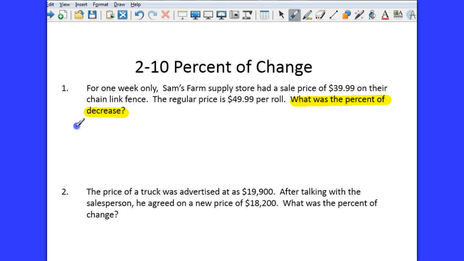So if we follow our steps from the previous slide, we have to figure out how much did this change. That's easy enough to figure out. You would subtract, right, $49.99 minus $39.99, and that's equal to 10. Now, really we should do $39.99 minus $49.99, and we could use negative 10, but we know this is a decrease. We just want to make sure we label it if we don't use negative numbers. So we find the change is 10, and then we find the original value. The original value before it changed was $49.99.